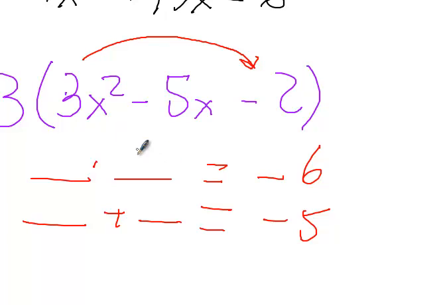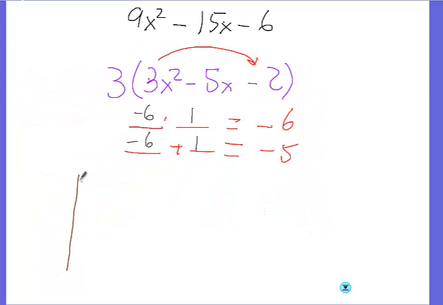Well, the factors I want to choose are going to be negative 6 and 1, because negative 6 times 1 is negative 6. Negative 6 plus 1 is negative 5. All right. Once you find the ones that work, you build your box.